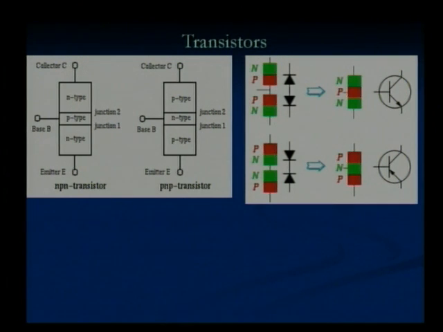Symbolically they are represented in this way. You can see that here we have 1, 2 and 3 terminals, a circle and the symbol. The arrow over here distinguishes the emitter from the rest of the two terminals, and likewise in case of PNP we use an arrow to distinguish the emitter terminal from the rest of the two terminals. This we have studied earlier.